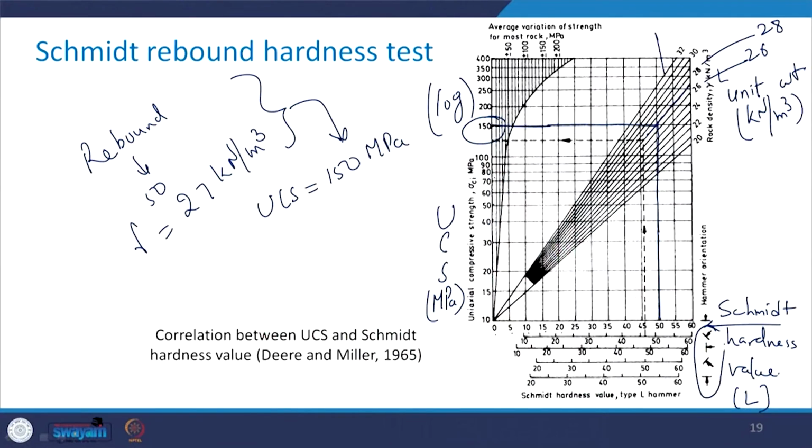Although you can hold it at any orientation, then you have to apply the corrections which are given here. But since this is beyond the scope of this course, we are not going to discuss that. You should understand the philosophy behind this Schmidt rebound hardness test and how this is used to obtain the UCS. So, today we discussed the point load strength index test, how it is conducted, and how the index can be used to determine the UCS of the rock.